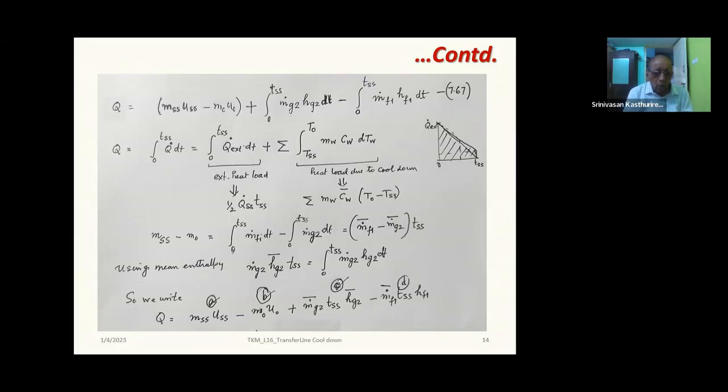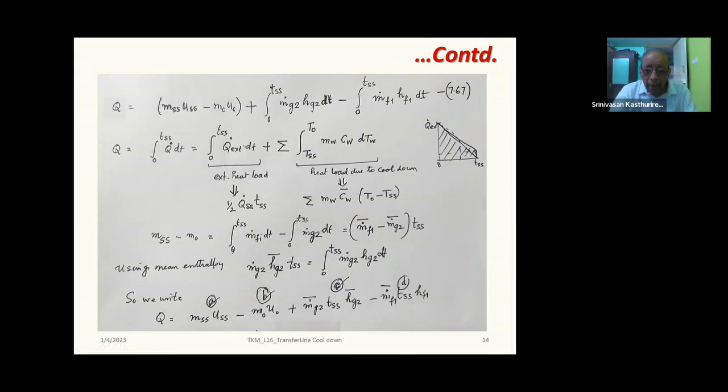Okay. Now, what about MSS minus M0? That is the mass contained within your thermodynamic system at steady state. Minus M0, that is the initial mass, which is only the vapor. That can be rewritten like this: integral 0 to TSS of m dot F1 dt. So this particular part is equal to MSS, minus the integral of m dot G2 dt from 0 to TSS.